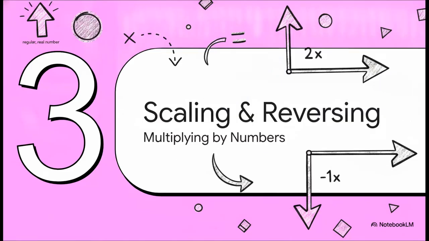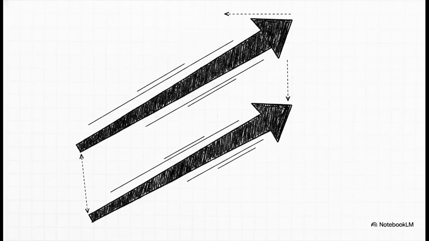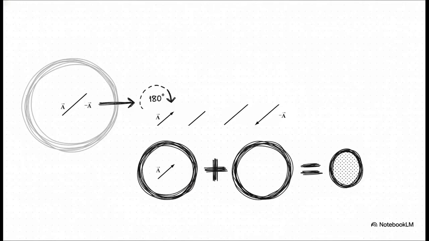Moving on to section 3, scaling and reversing, multiplying by numbers. In physics, we constantly need to scale a force up or down. So if you multiply a vector by a real number, which remember we call a scalar, you are simply stretching or shrinking the length of that arrow. If you multiply vector A by 2, you literally just draw the arrow twice as long, keeping it pointed in the exact same direction. But what if you multiplied by a negative number, say -1?